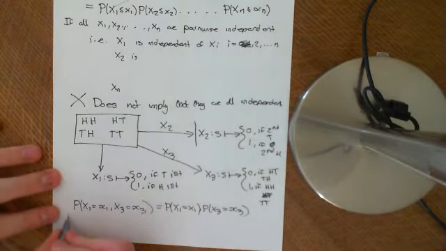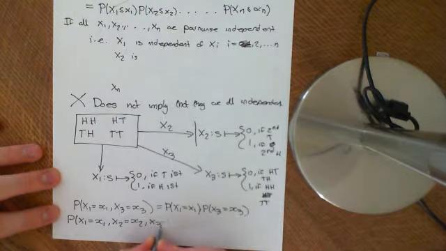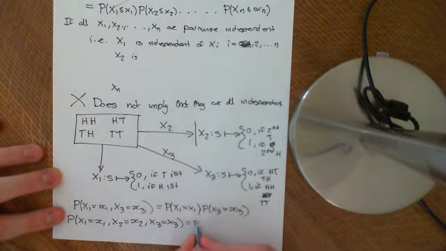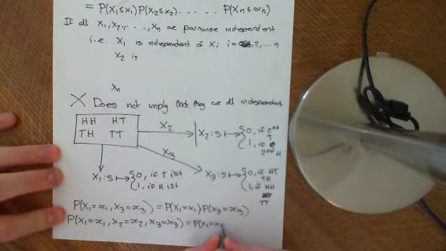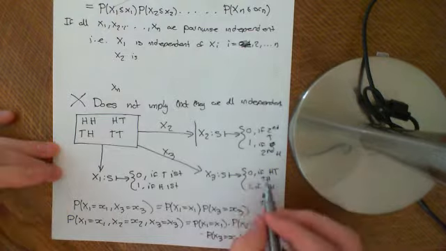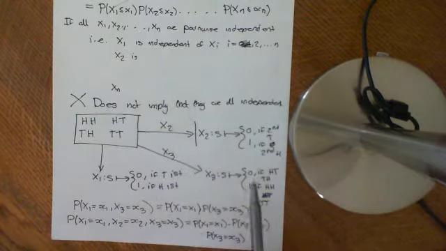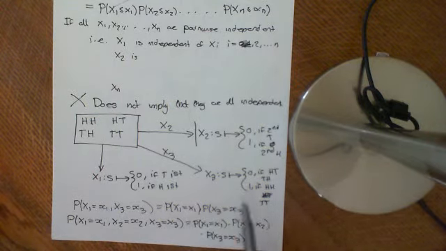But what is not true, it's not true that the probability that x1 is equal to little x1, x2 is equal to little x2, and x3 is equal to little x3 is going to be equal to the probability that x1 is equal to little x1 times the probability that x2 is equal to little x2 times the probability that x3 is equal to little x3. And that's quite easy to see, because each of these is Bernoulli distributed with probability a half, because it's equally likely that you'll get a 0 or a 1 in each of these.